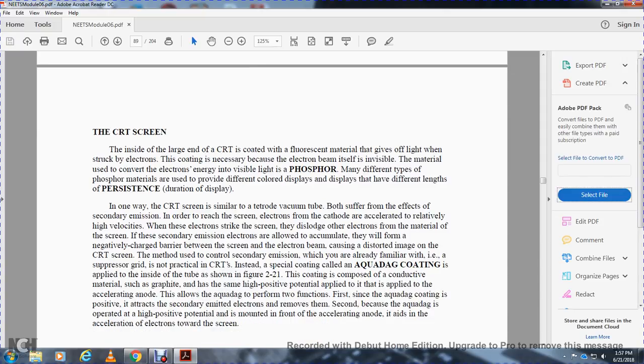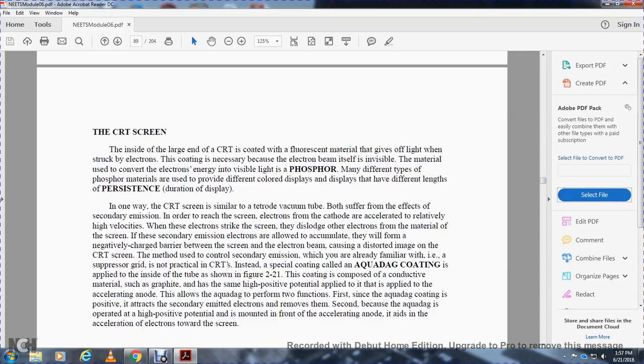One way the cathode ray tube is similar to a tetrode vacuum tube is that both are affected by secondary emission. The electrons from the cathode are accelerated to a relatively high velocity. When the electrons strike the screen, they dislodge other electrons from the screen material. These secondary emission electrons are allowed to accumulate. This will form a heavily charged barrier between the screen and the electron beam that causes a distorted image on the cathode ray tube.